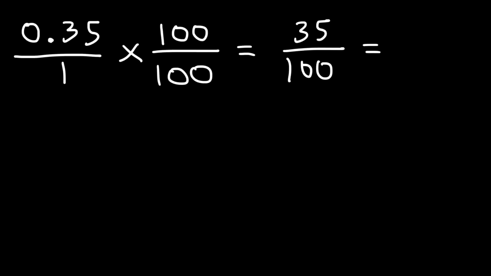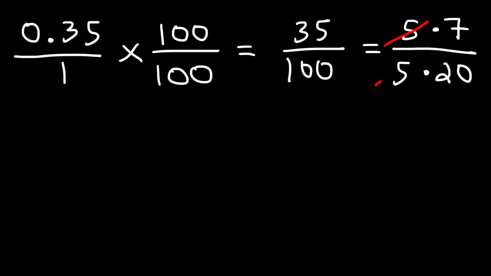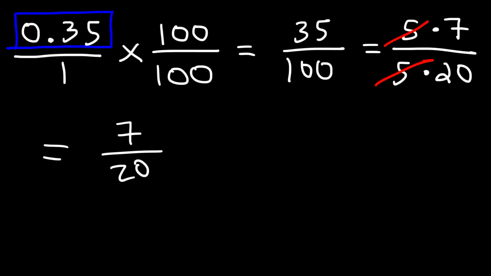Now, what two numbers multiply to 35? 35 is 5 times 7, and 100 is 5 times 20. Thus, we can cancel the 5. And so the answer is 7 over 20. So 0.35 is equal to 7 over 20 as a fraction.